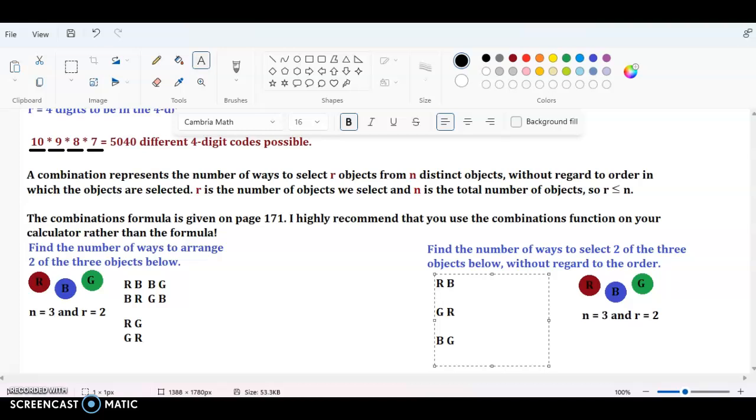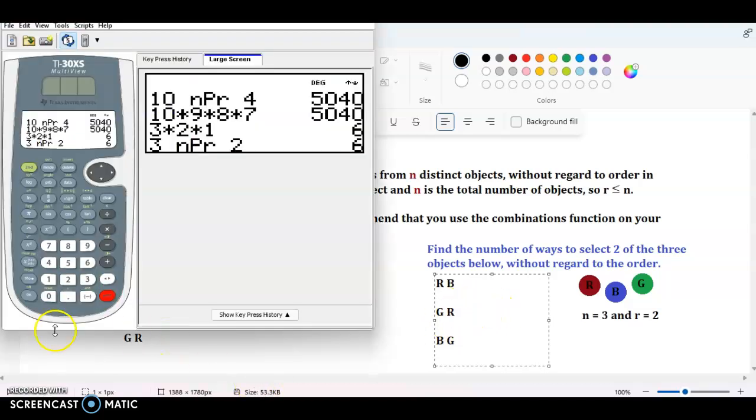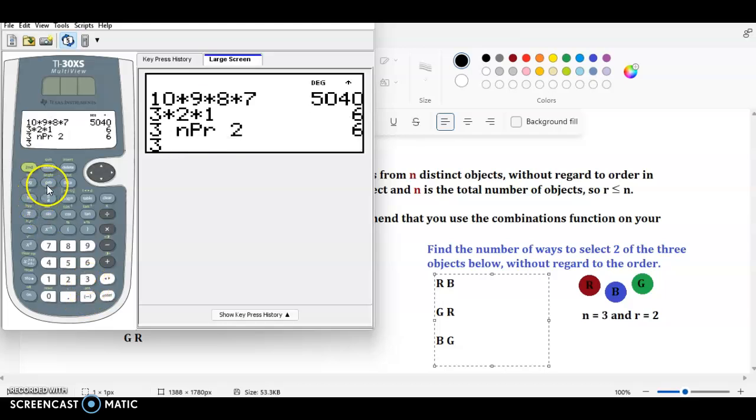So you can quickly see that the number of ways to select two objects from 3 is equal to 3. And you can figure that out using the combinations function on your calculator, so NCR. Type the number n first, then find the combinations function, then the number of objects that you're selecting, which is R, press enter, and we see that we get 3.